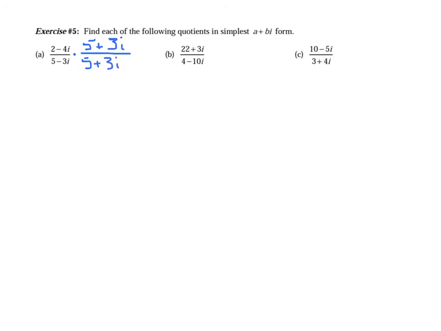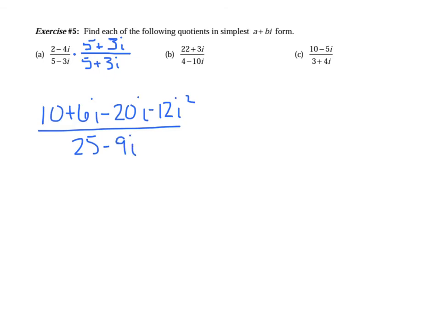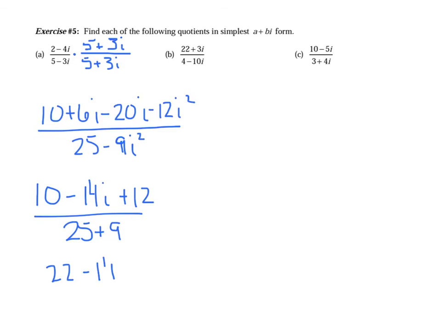All right, so let's go across the top. I'm going to get 10, 6i, minus 20i, and minus 12i squared. Across the bottom, first and last, first is 25 minus 9i squared. If I get to going too fast here, hit the pause button. Try working it out yourself and come on back and see what we've got. The numerator is going to be 10 minus 14i plus 12 all over 25 plus 9. My final answer looks like it's going to be 22 minus 14i all over 34.